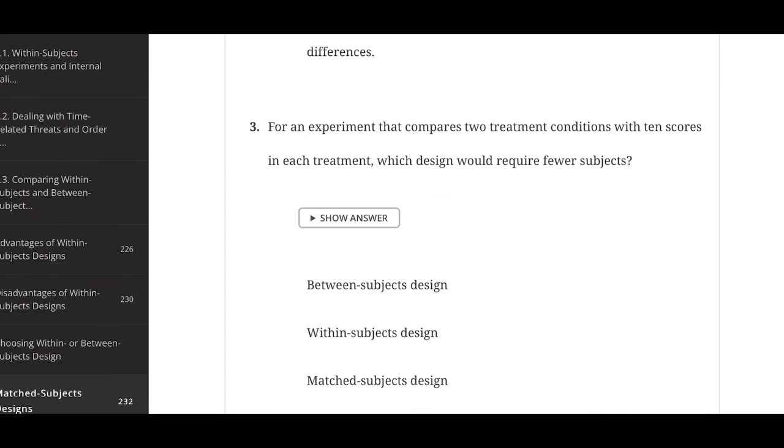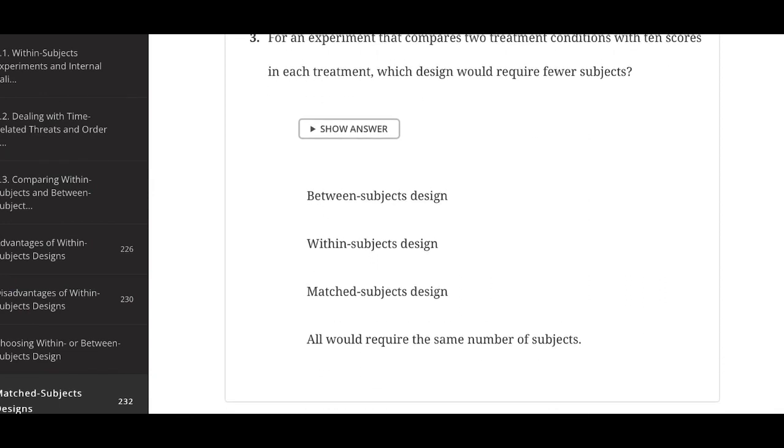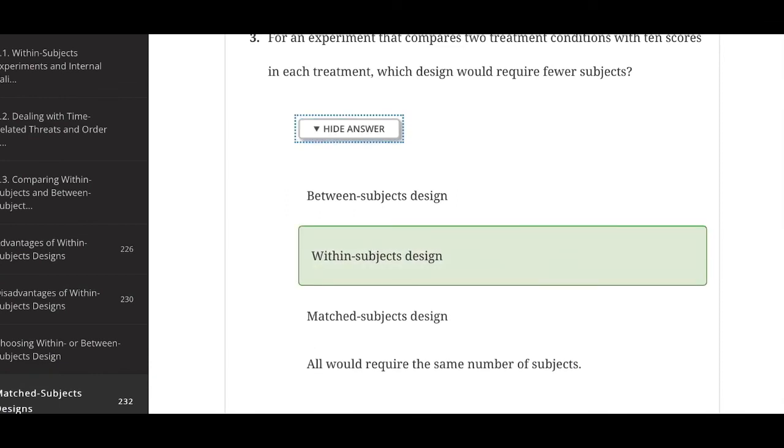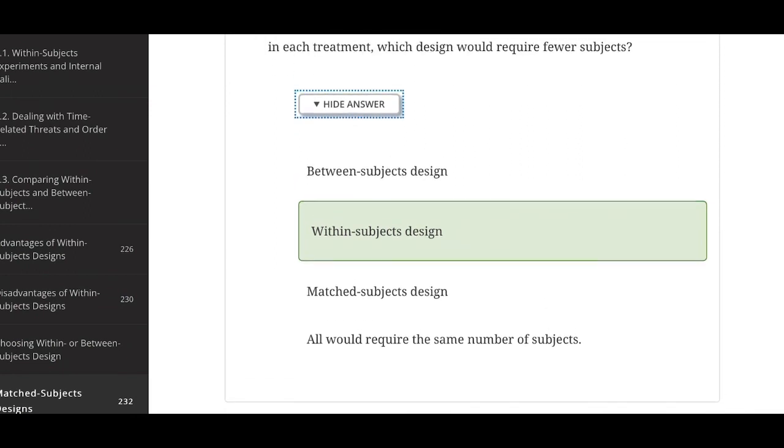Then, for an experiment that compares two treatment conditions with 10 scores in each treatment, which design would require fewer subjects? This one's kind of a little sneaky, a trick question, because a within subject design is always going to require the least amount of subjects. It doesn't really matter if there are 2, 3, 4, whatever treatment conditions, and it doesn't matter if there are 10 scores or 15 or 20 scores. In general, no matter what, a within subject design is going to have fewer subjects because it's the same subjects being tested in each condition, right?